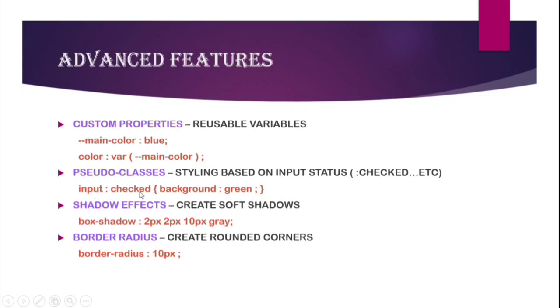Which is custom properties, reusable variables. Then we have pseudo classes. Styling based on input status. Pseudo classes are nothing but if you have like checked, or you can see input. This input is nothing but in the form elements we have the input tags, right? So whatever the form element, if you think that there is a checking value, this checked is the status of that particular input tag we have.